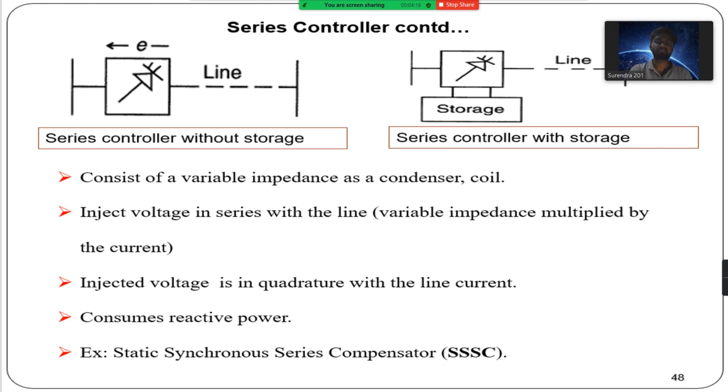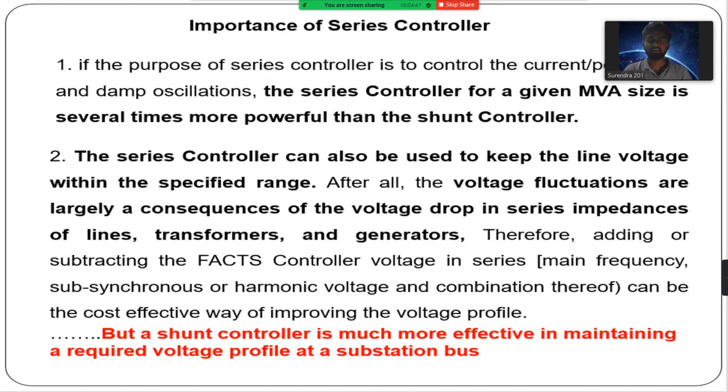Series controllers with storage are structured like this, and without storage like this. They consist of a variable impedance such as a capacitor or coil and inject voltage in series with the line. This injects voltage in quadrature with the line current and consumes reactive power or not. An example is the static synchronous series compensator, SSSC.